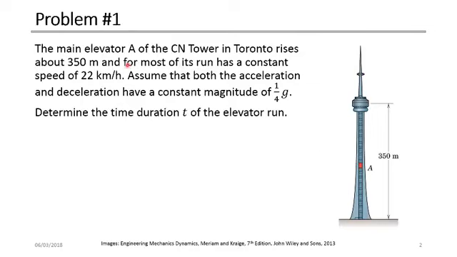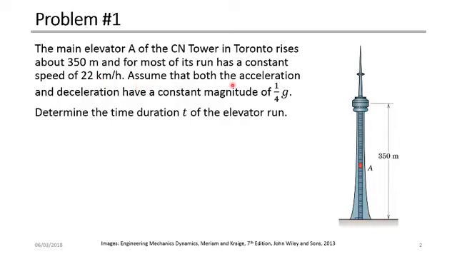It says the main elevator A. So we have an elevator A here of the CN Tower in Toronto. It rises about 350 meters. So the total height of this tower here, where the elevator goes up and down, is 350 meters. And for most of its run it has a constant speed of 22 kilometers per hour. So most of the run here, the speed is constant, around 22 kilometers per hour.